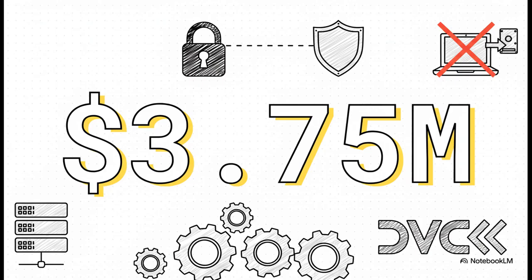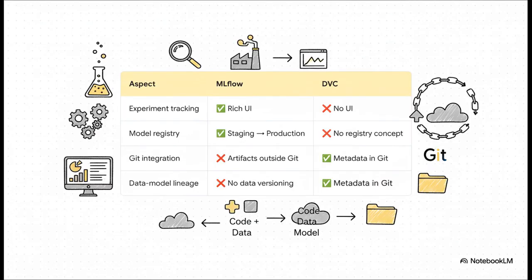And that brings us to DVC, or Data Version Control. Now, a question I hear all the time is, wait, if I'm using MLflow, why on earth do I also need DVC? And this table makes it super clear. They're not competitors. They're teammates. They're complementary. MLflow is your experiment lab. It's got a great UI for comparing runs and a registry for promoting models. DVC is your version control system. It plugs right into Git to create this unbreakable link between your code, your data, and your actual model files.